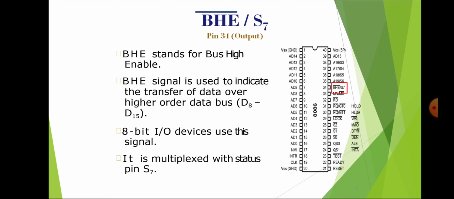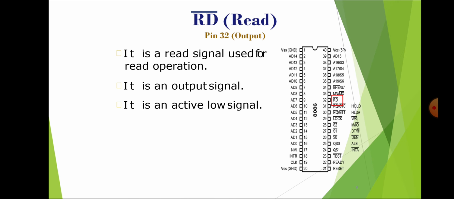When BHE and S7 are 0 0, it carries the whole data bus, you can use the whole bit of the data bus. Suppose there is a 1 0, it carries the lower bits; 0 1 carries the upper bits. And if there is a 1 1, it is not performing any operation.